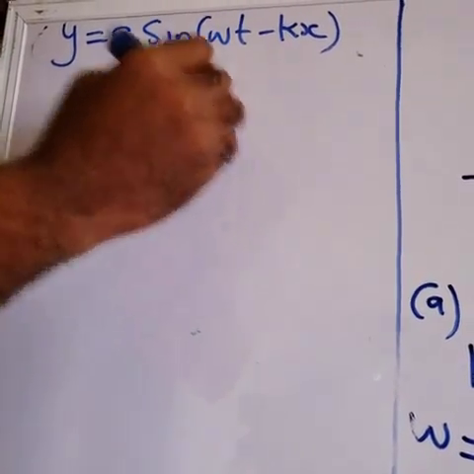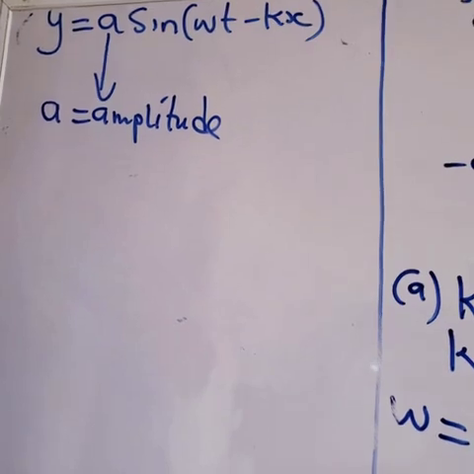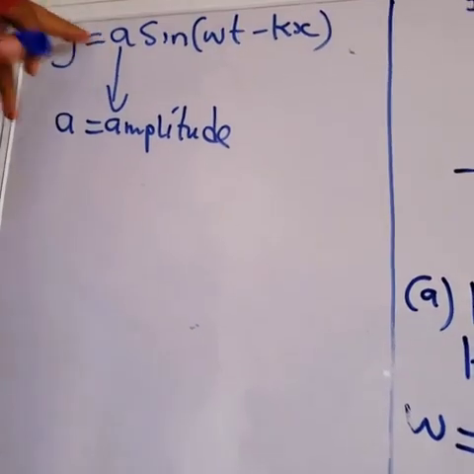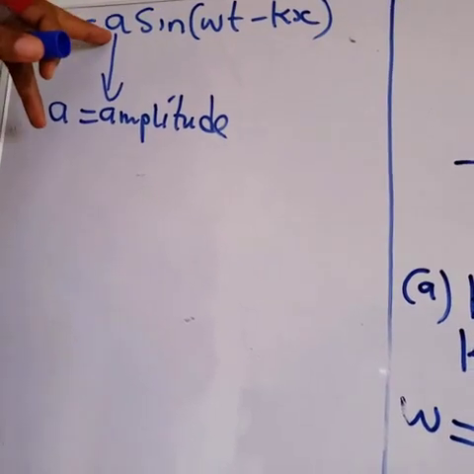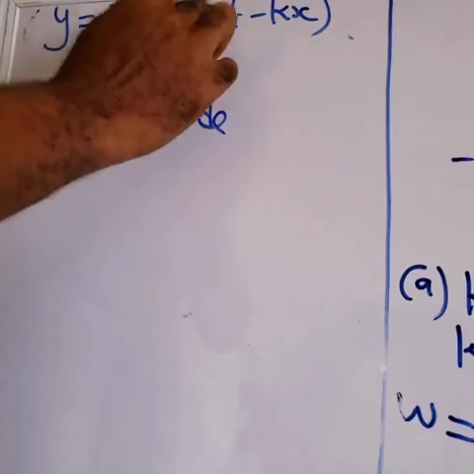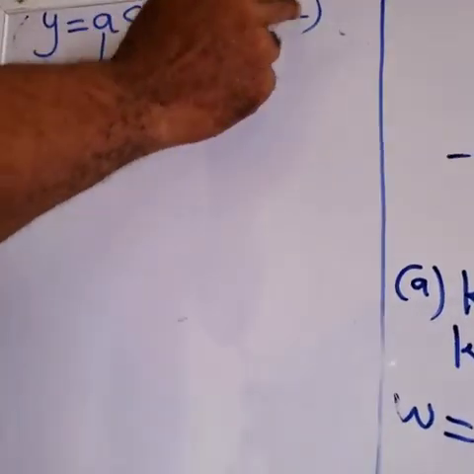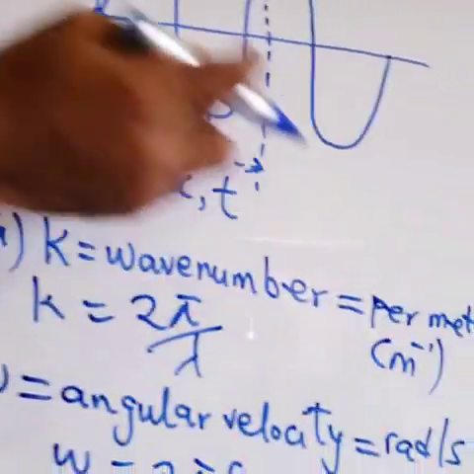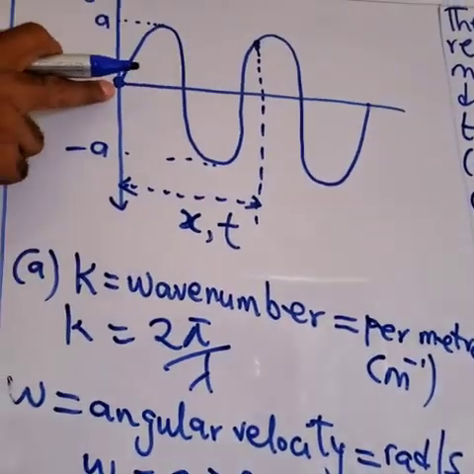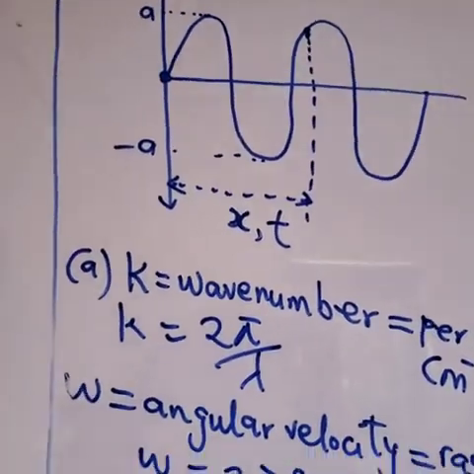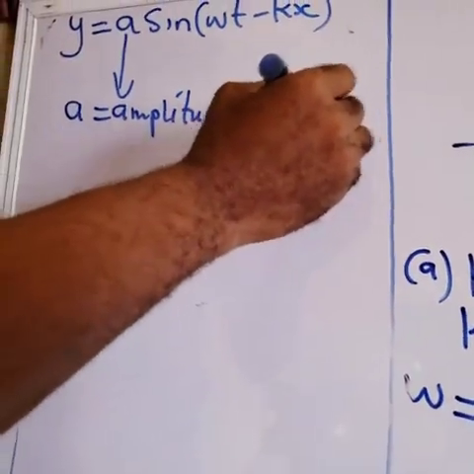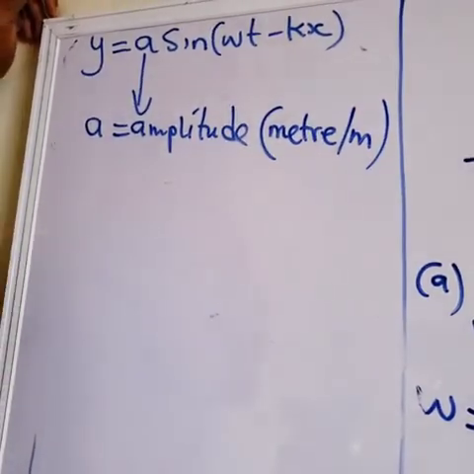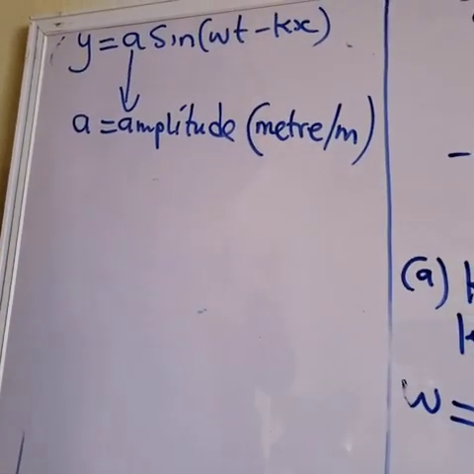It's as simple as that. You don't need to make it sound different or difficult. That's what it represents. This is the displacement of the particle. This is the amplitude of displacement. And this is the time the wave has traveled. This is the point at which you are considering with respect to the origin of the wave. Now, the unit of amplitude is meter. That's the unit of amplitude, meter.